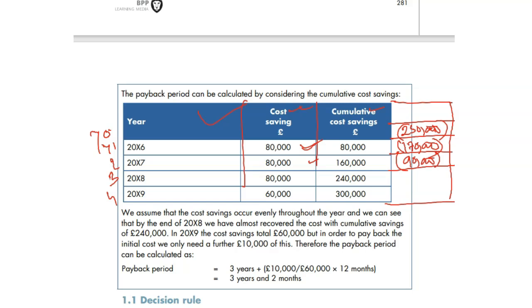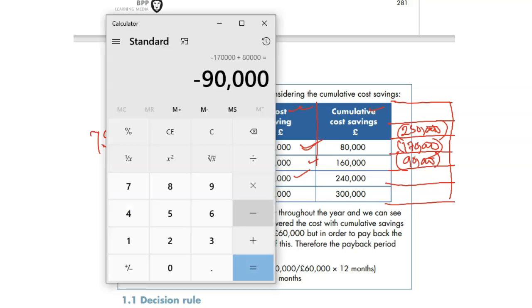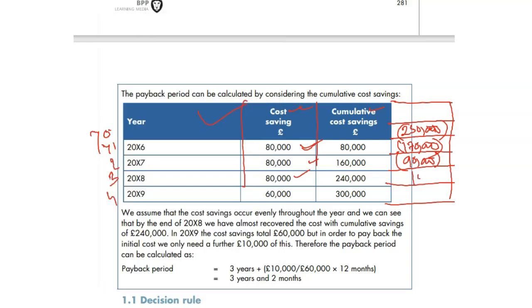In the next year, you received 80,000 more. So minus 90 plus 80 gives you minus 10,000. On the 4th year, you received 60,000. That means definitely your whole investment is paid back, with even 50,000 extra. So the positive figure is going to be 50,000.